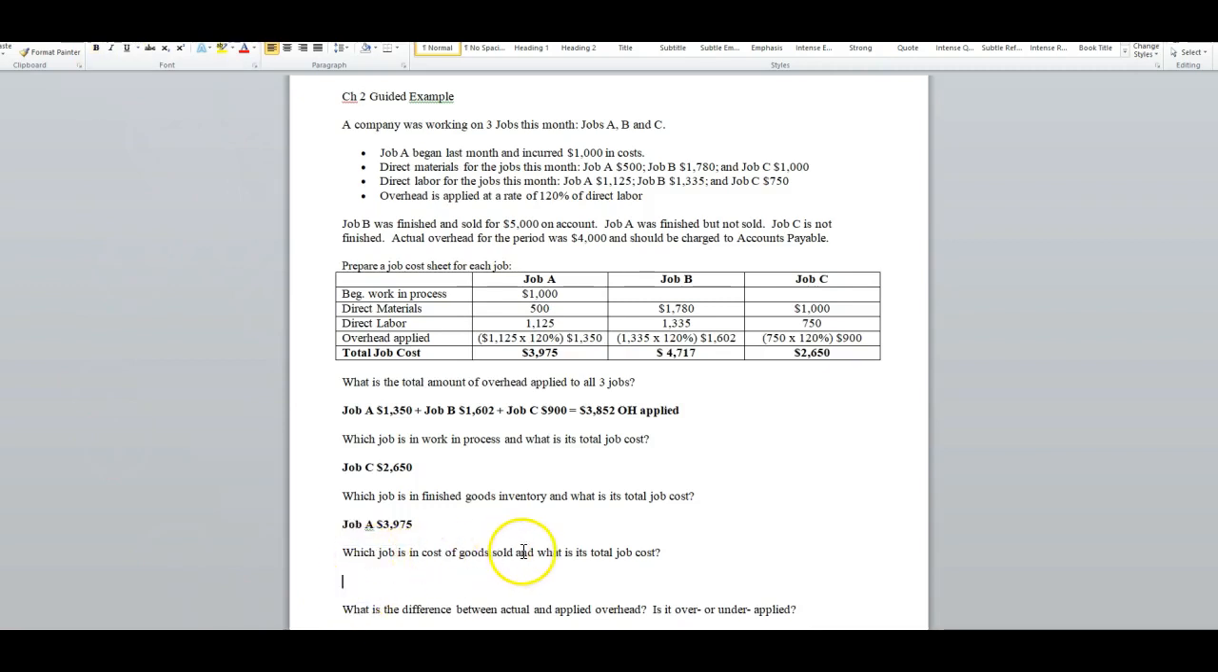So which job is in cost of goods sold and what is its cost? Here we have job B because it was sold, and the cost for job B is $4,717.